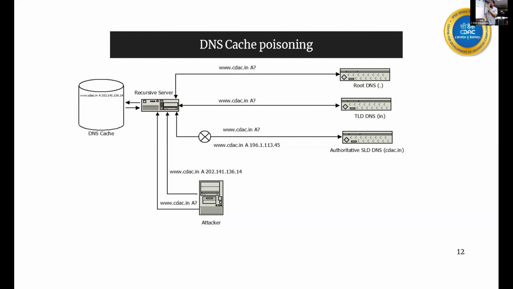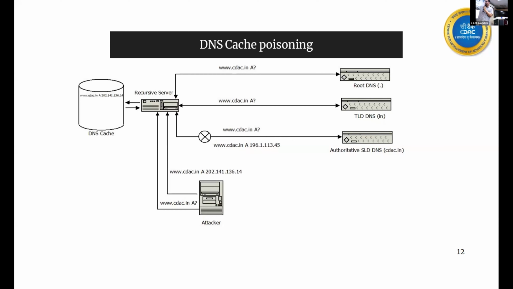Now, what is happening in this cache poisoning attack? The attacker wants to poison the cache of the recursive server. Some fake record the attacker has to put here. So how will he do it? He will send a DNS query to the recursive DNS server, saying that I want to know the IPs for some domain name. Here we are mentioning www.cdac.in.